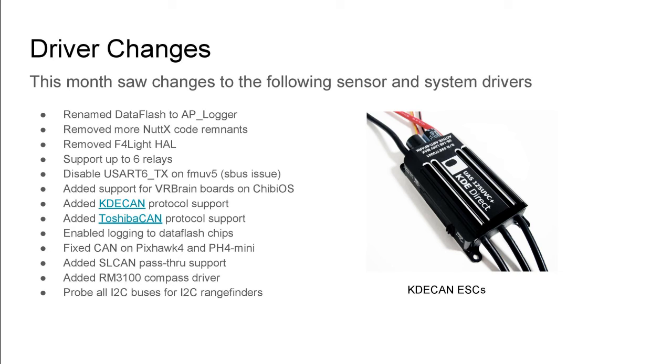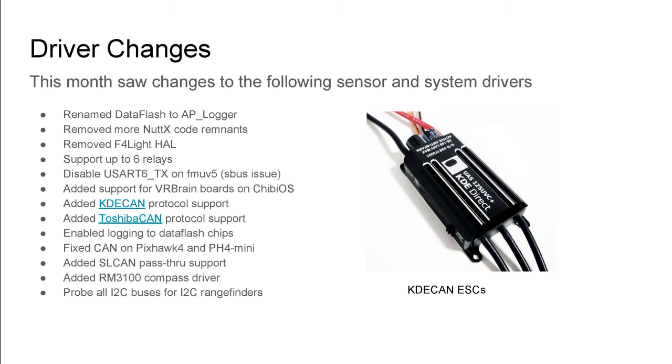We removed more of the NuttX code remnants, just a little bit left over from that wasn't removed last month. And we removed the F4 Lite HAL after discussions with the Night Ghost, the author of that HAL. He's now recommending that everyone who was using it should be using the ShibiOS HAL, so there was no point in keeping that F4 Lite HAL around anymore. And we now have support for up to 6 relays. That's basically the same number as boards typically have auxiliary channels, so you can use all of them as relays if you want to. Disabled USART6 transmit on FMUv5.